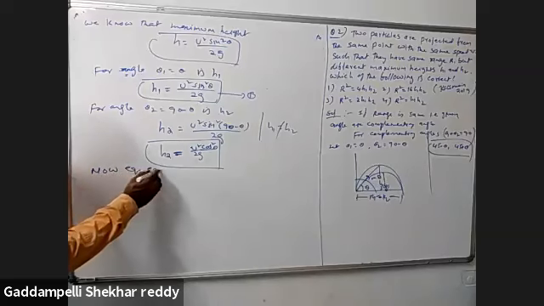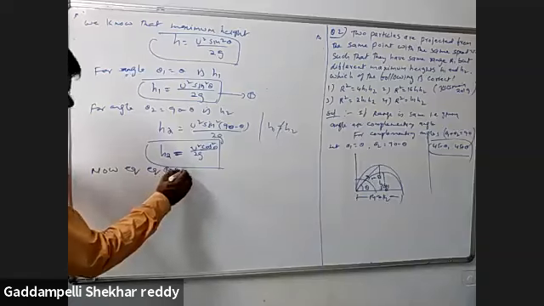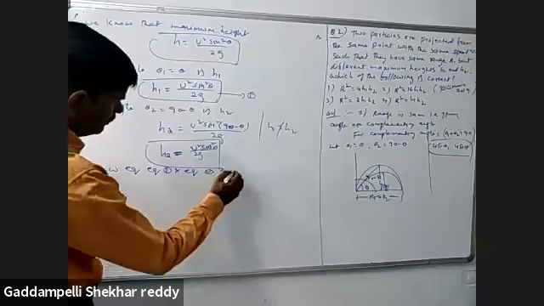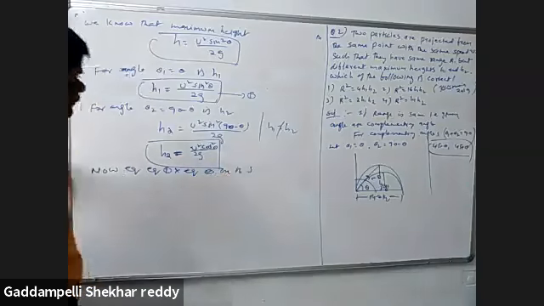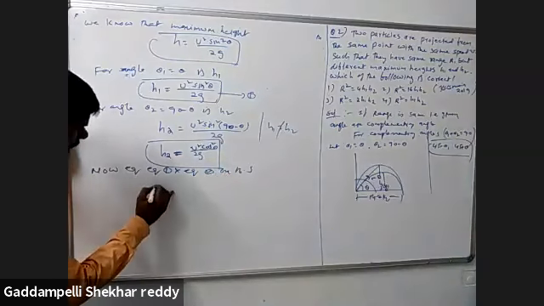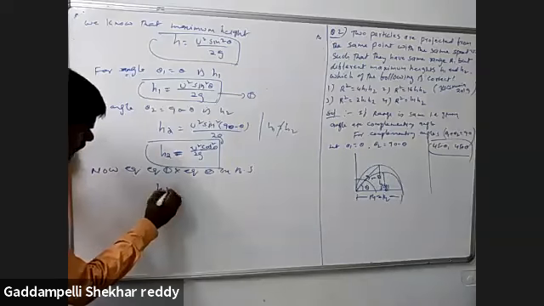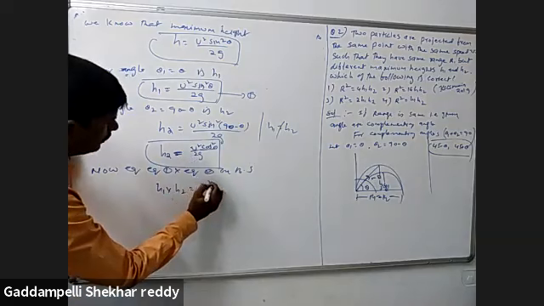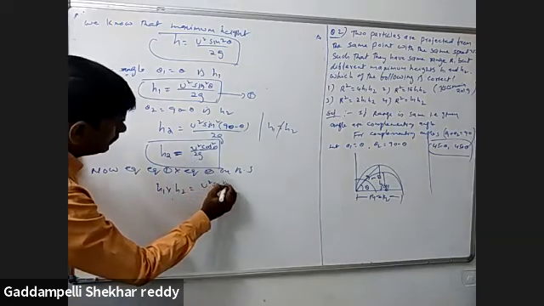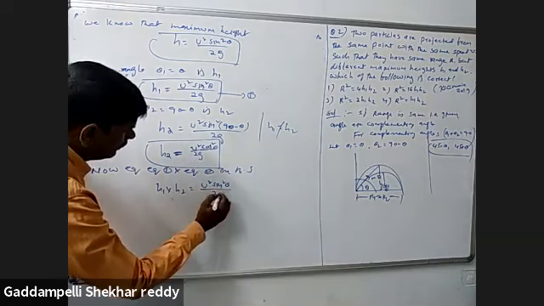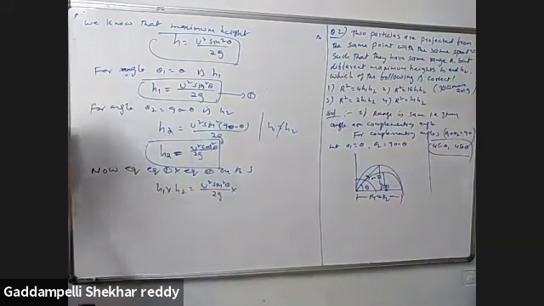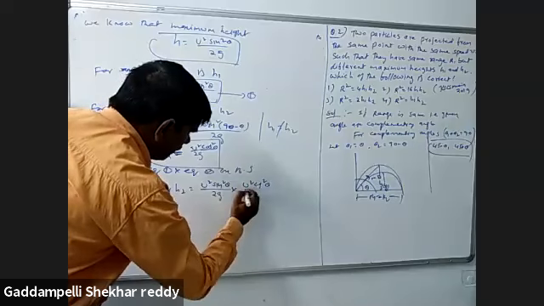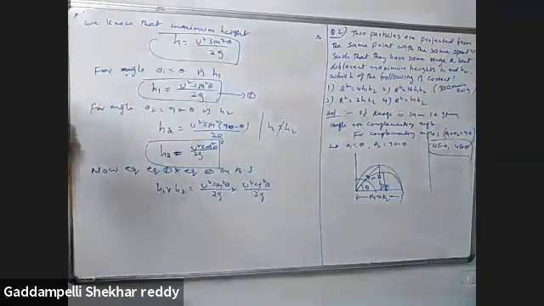Now multiply equation 1 and equation 2 on both sides. On the left side, equation 1 gives h1 and equation 2 gives h2. On the right side, equation 1 gives u square sin square theta by 2g, and the second equation gives u square cos square theta by 2g.